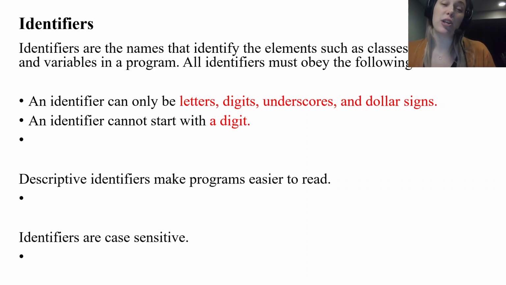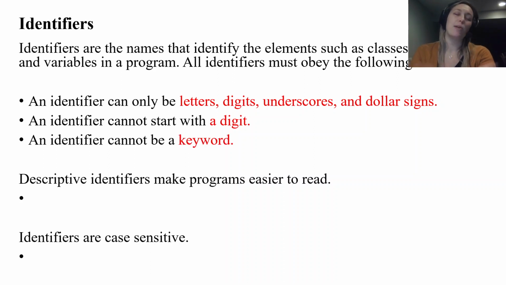Identifiers cannot start with a digit. They can start with a letter, underscore, or dollar sign, but they cannot start with a digit. And it can't be a keyword. Some of the words we just went over, or anything that comes up as blue in your IDE, can't be used as an identifier.